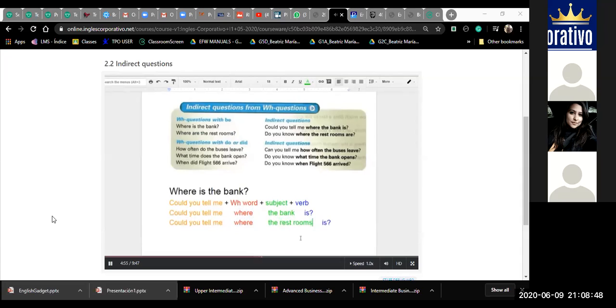And then it's going to follow the verb. So in this case, since restrooms are plural, we're going to use the verb to be are instead of the verb to be is. And the phrase here could change, as I mentioned, just like we have it there in the book. Do you know where the restrooms are?